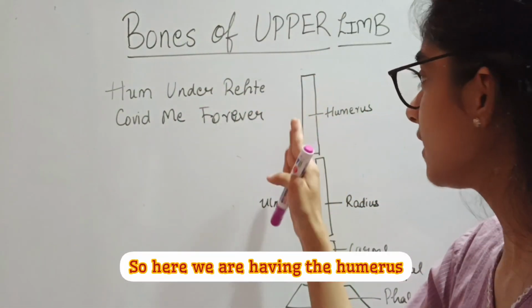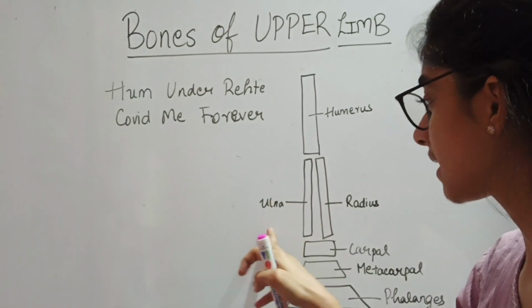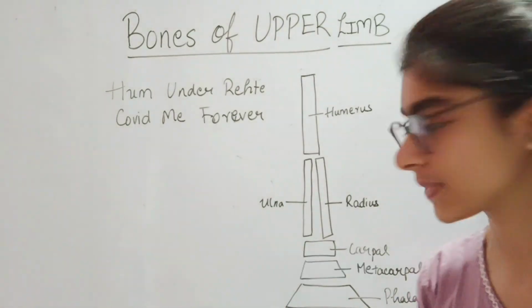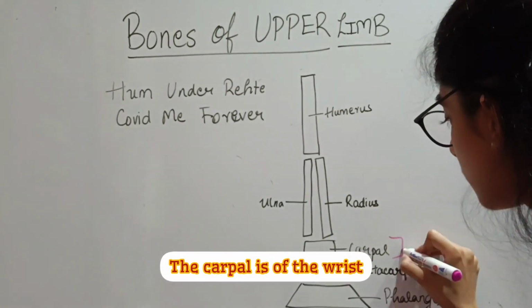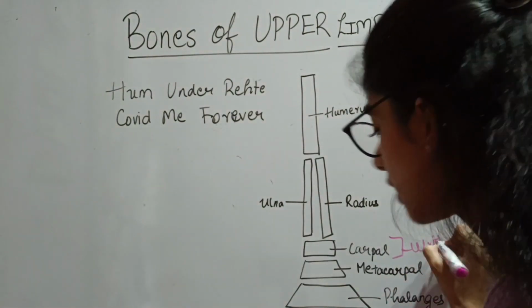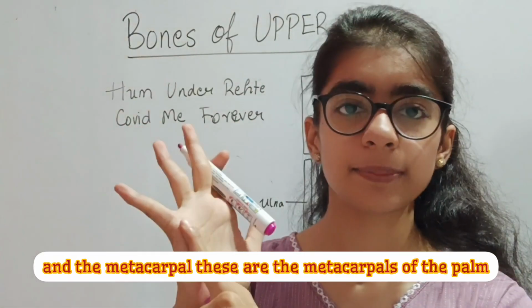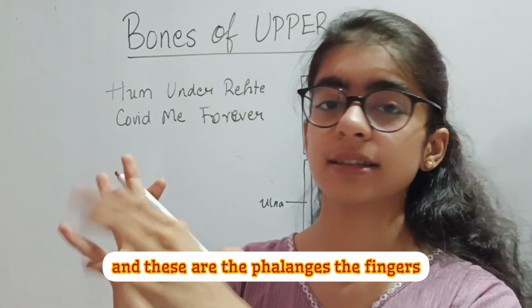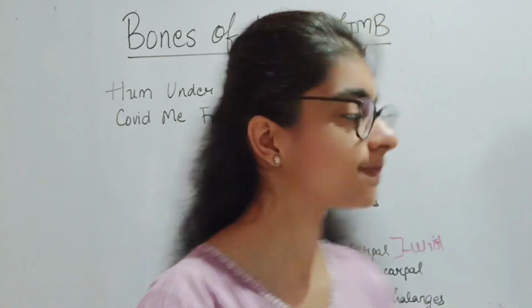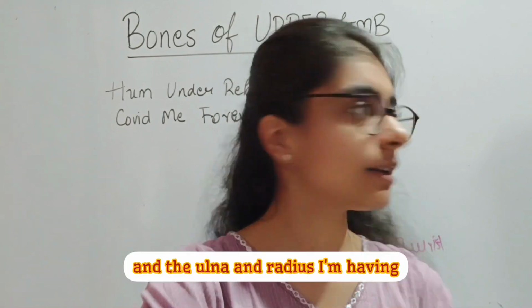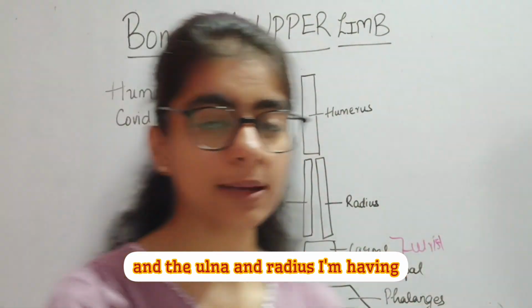Here we have the humerus, the ulna, radius, carpals, metacarpals and phalanges. The carpals are of the wrist, these are the metacarpals of the palm, and these are the phalanges, the fingers. And the humerus is the upper one, and then I have the ulna and radius.